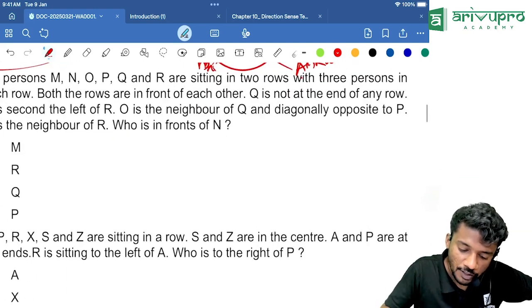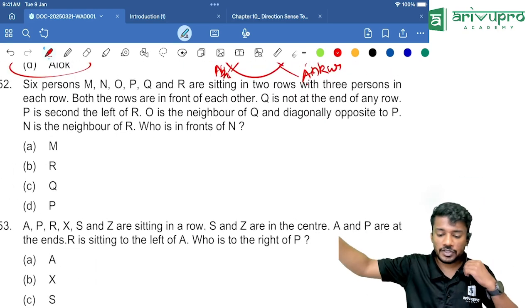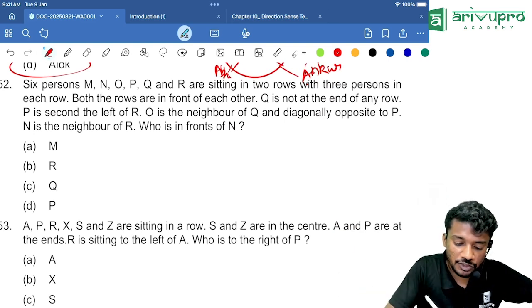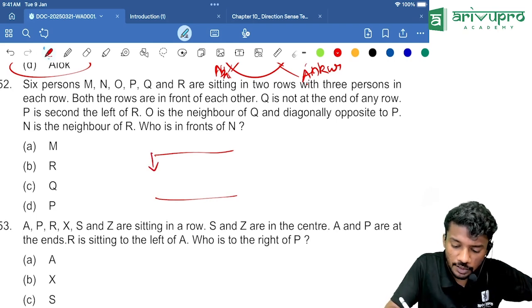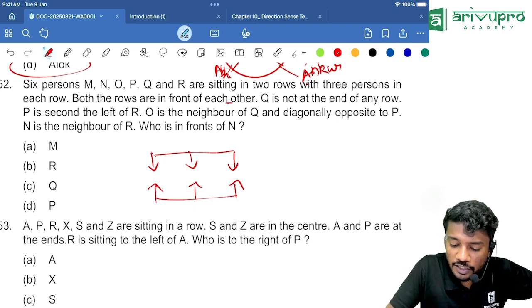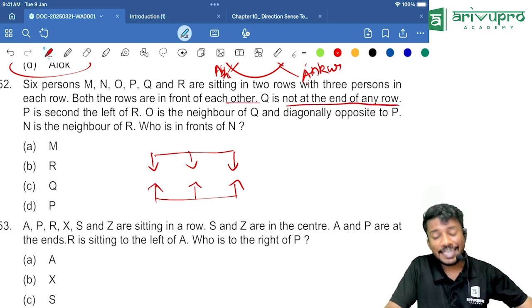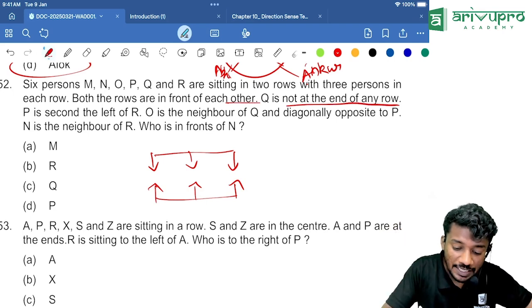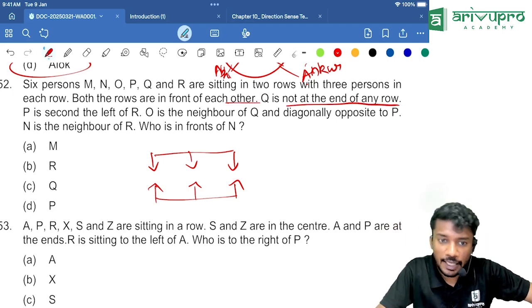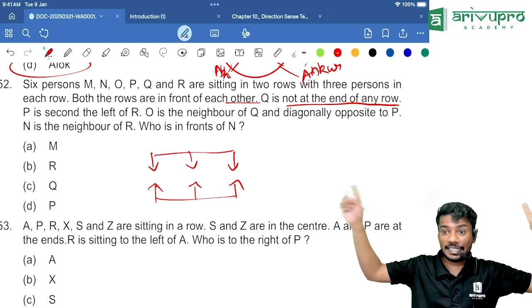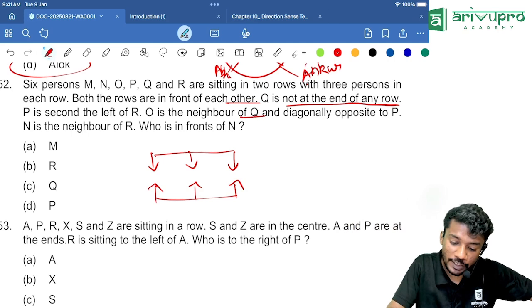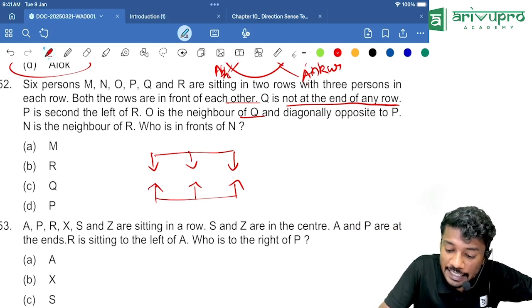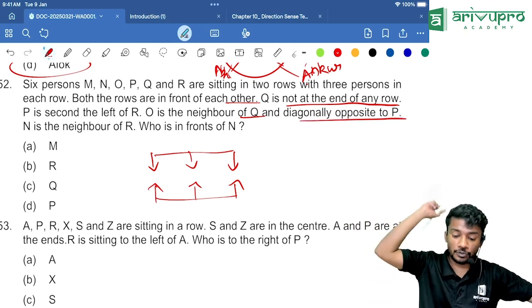Okay. Next one. 6 persons M, N, O, P, Q, R are sitting in 2 rows with 3 persons in each row. How many people? 1, 2, 3 are sitting on both sides. 1, 2, 3, 4, 5, 6. Both the rows are in front of each other. Q is not at the end of any row. Then P is second to the left of R. That means from that we can tell that they are in the same line and they are at the ends. Then O is neighbor of Q and diagonally opposite to P. Who is diagonally opposite to P?